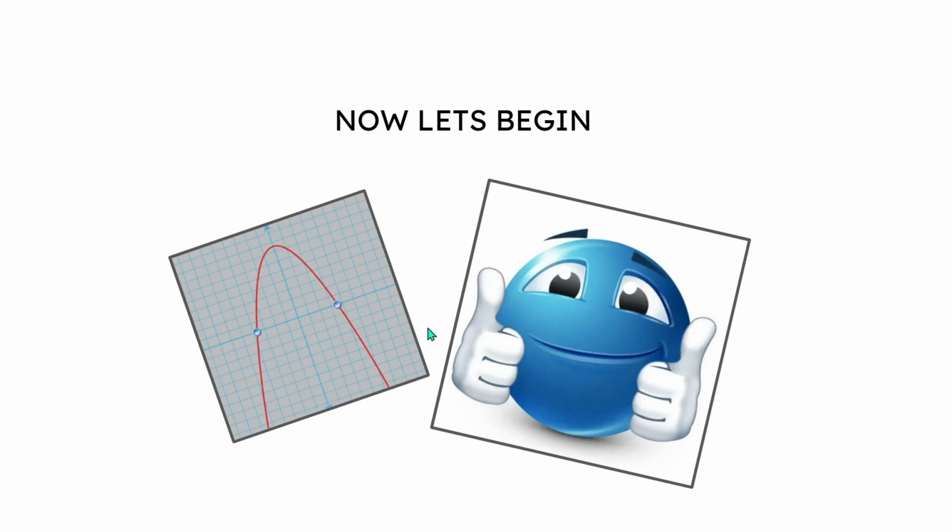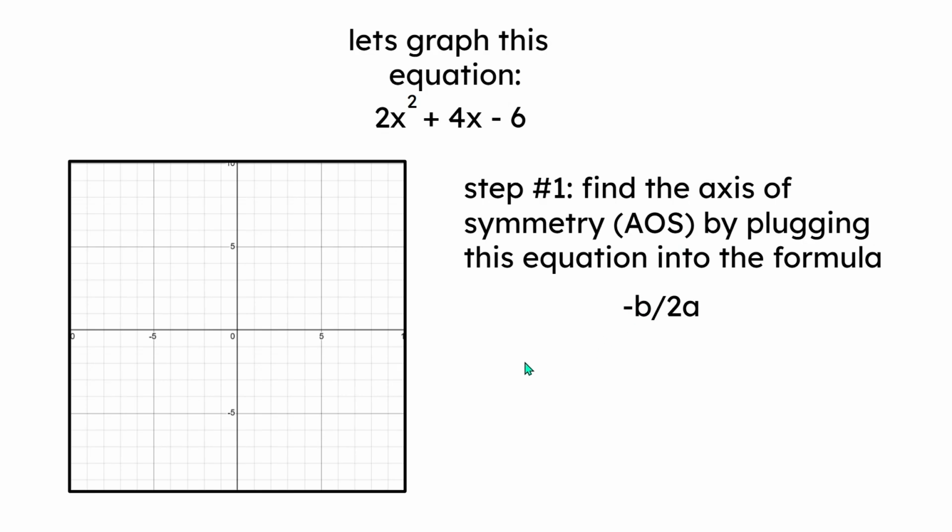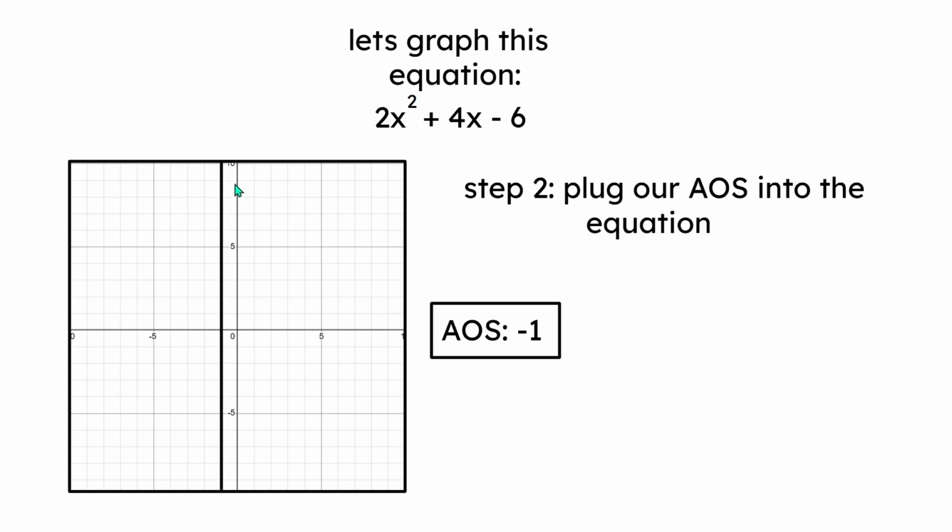Now, let's begin. Let's graph this equation, 2x squared plus 4x minus 6. As we know from the standard form, 2 is our a, 4 is our b, and negative 6 is our c. So step 1, find the axis of symmetry by plugging this equation into the formula, negative b divided by 2a. We know that our b is 4 and that our a is 2, so it'd be negative 4 divided by 4. That gives us negative 1, so our axis of symmetry is negative 1, which means our parabola will split on this line that I've drawn on this graph.